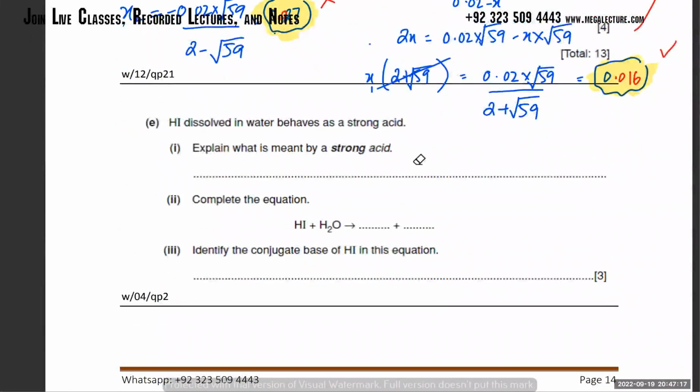Explain what is meant by a strong acid. It ionizes fully in aqueous solution and is a proton donor. ठीक है. So in aqueous solution, और acid की अपनी definition है कि it is a proton donor.